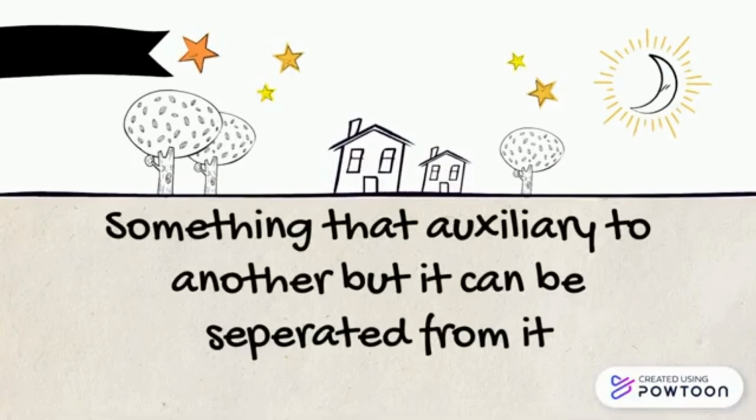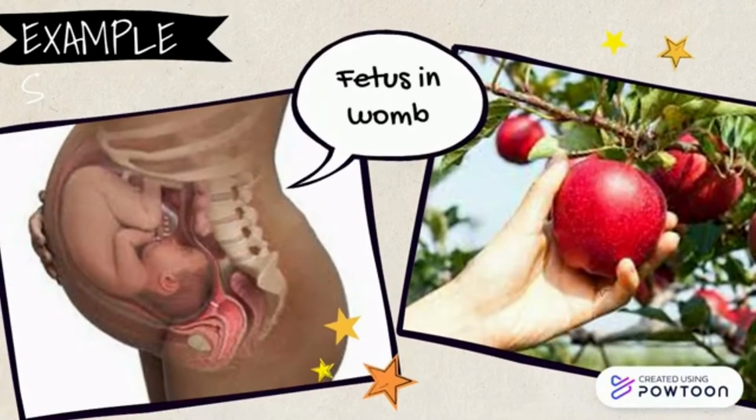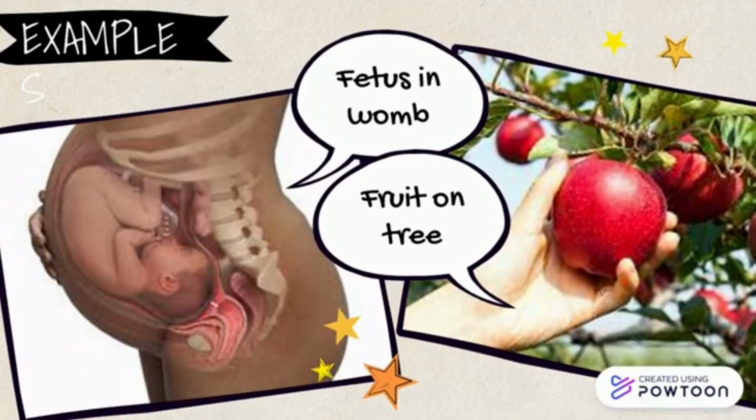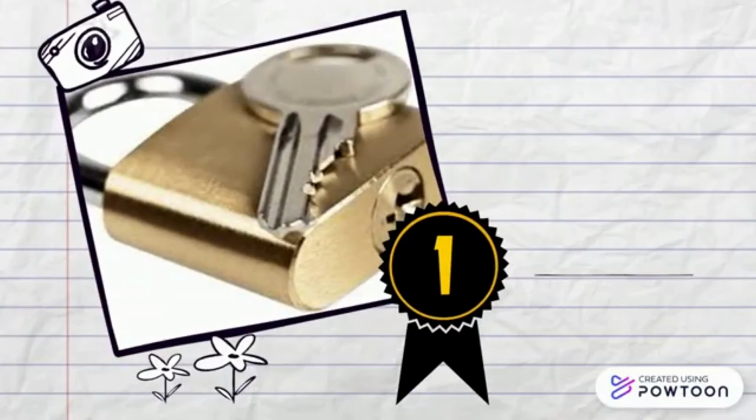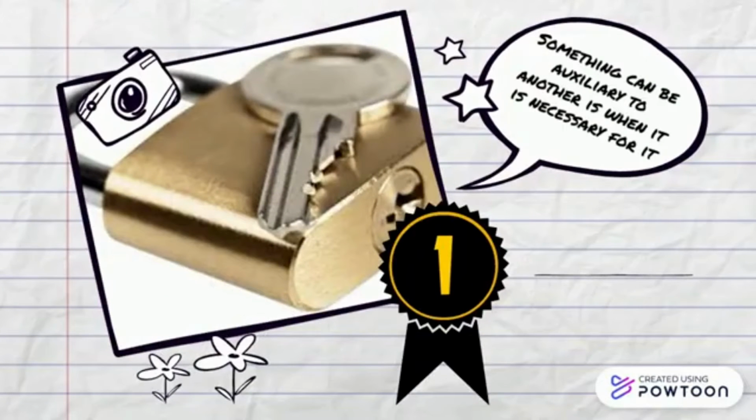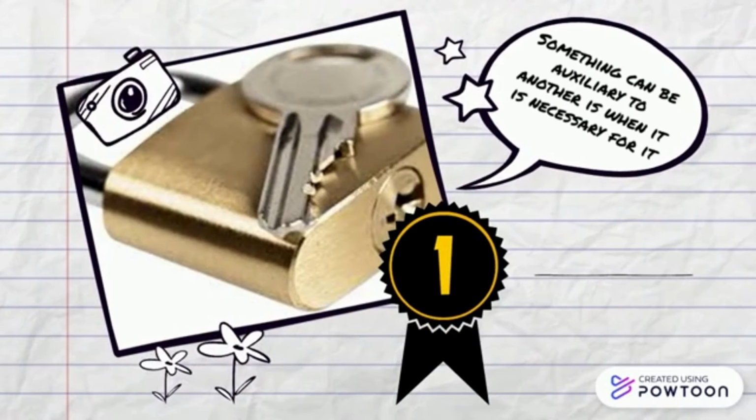Something that is auxiliary to another but it can be separated from it. For example, fetus in womb, fruit on tree. The example of something can be auxiliary to another when it is necessary for it is a key and a lock. A key by itself is useless. The lock by itself also useless, but the lock is what is primarily intended and so the key is auxiliary to it.